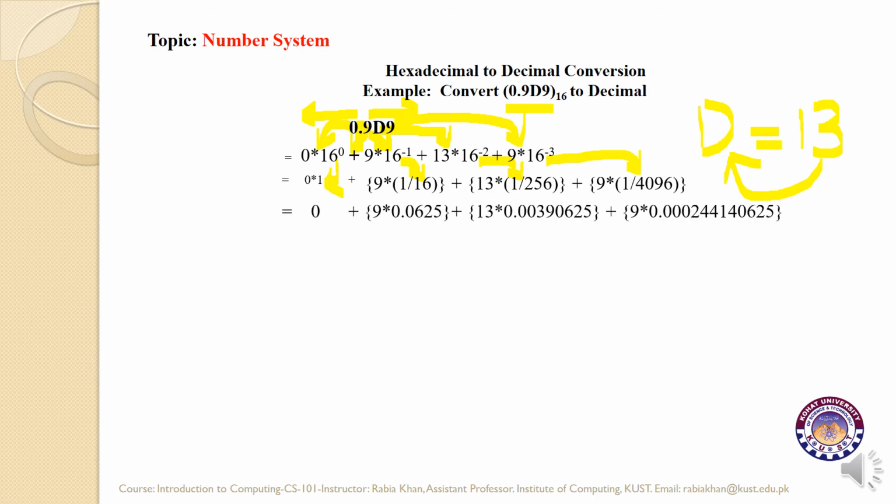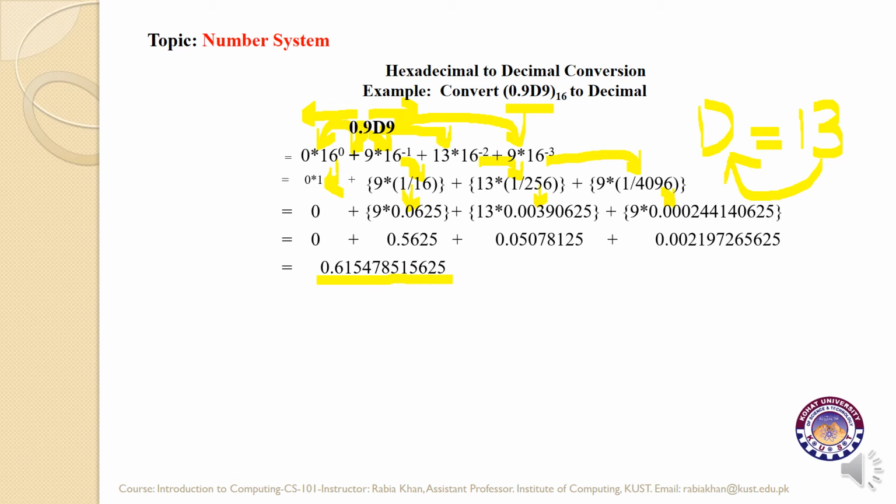1 by 16 is equal to 0.0625. 1 by 256 is equal to 0.00390625, and 1 by 4096 is equal to 0.000244140625. After multiplication, these are the products, and when we add up these products, the end result is 0.615478515625, which is actually a decimal number.